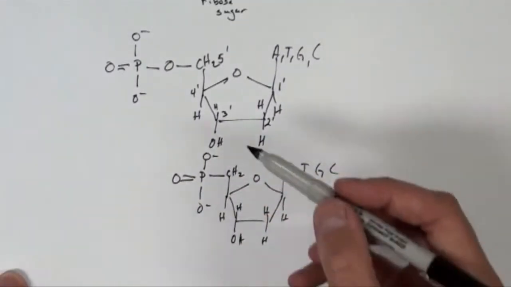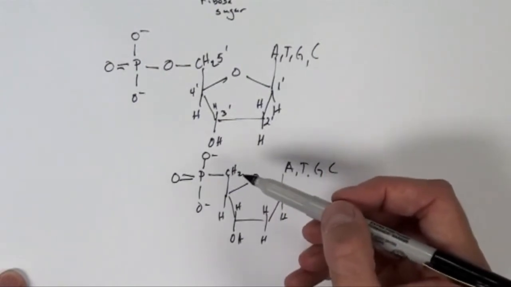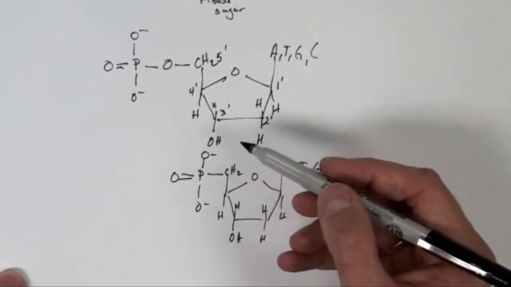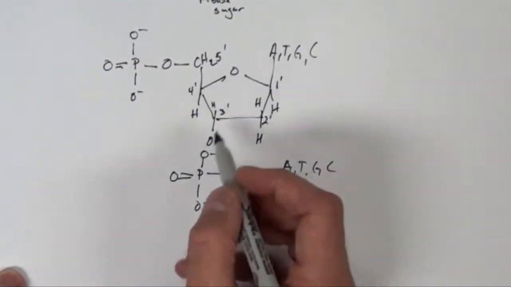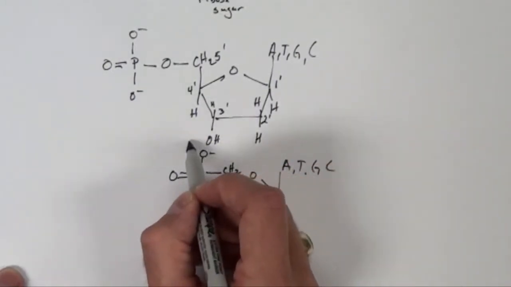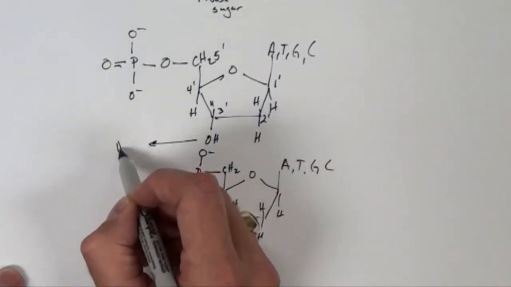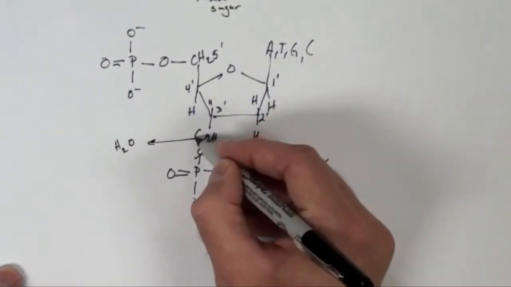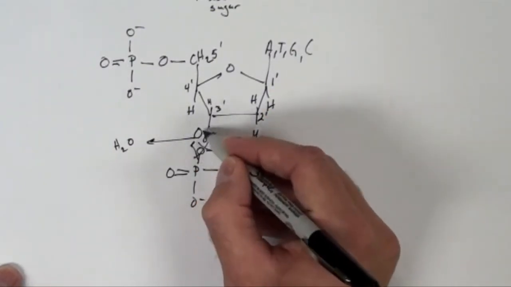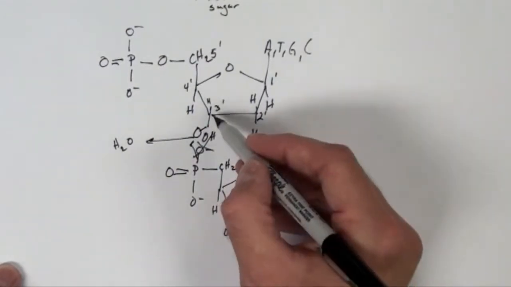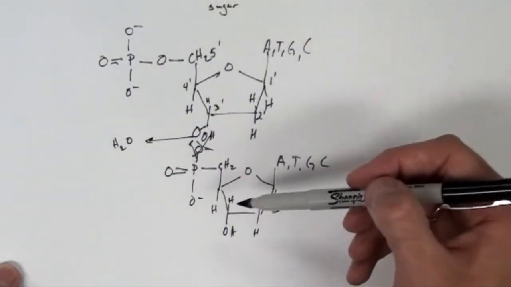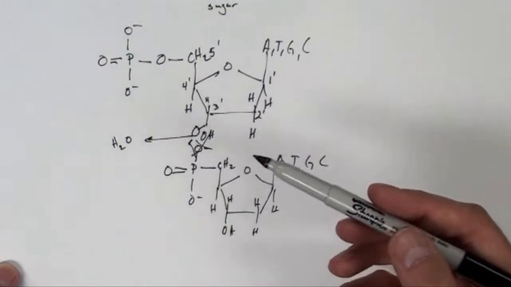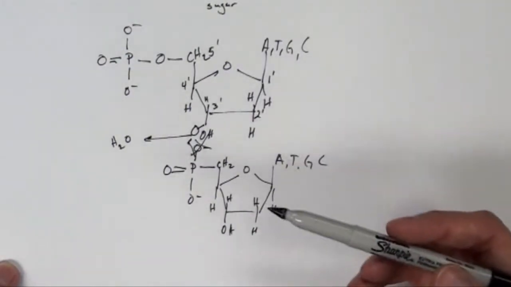Okay, what you'll notice is this is a dehydration reaction. So typically what will happen is you'll lose a water molecule, so two hydrogens. And so what you'll end up with is basically a phosphate hooked up to this carbon, and now we have it hooked up. The important thing to realize here is which ends are open, free.